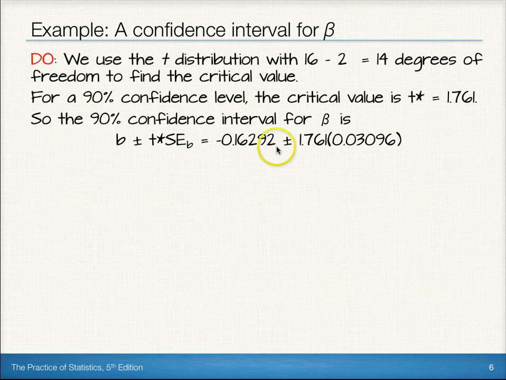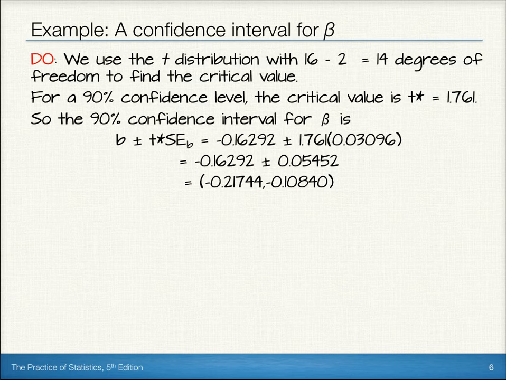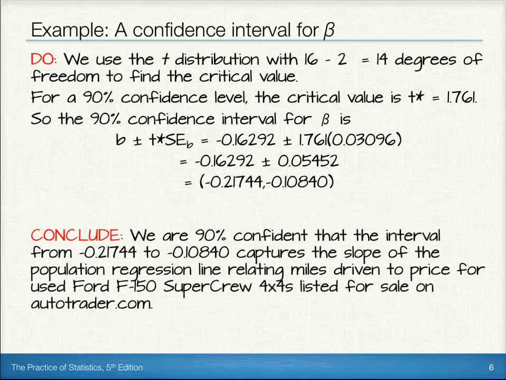From the Minitab output, again, our observed slope was negative 0.16, and our standard error was 0.03. Performing the calculations, we end up with a 90% confidence interval from negative 0.21, or as negative 0.22, to negative 0.11. So we're 90% confident that that interval from negative 0.22 to negative 0.11 captures the slope of the population regression line, relating miles driven to price for used Ford F-150 Super Crew 4x4s listed for sale on Autotrader.com.